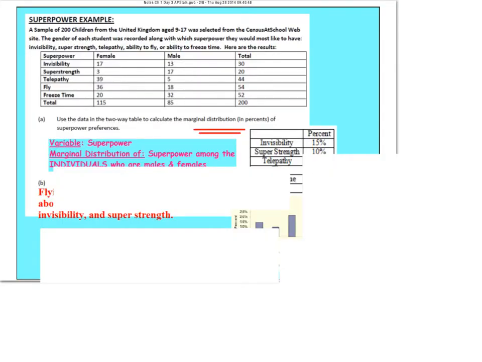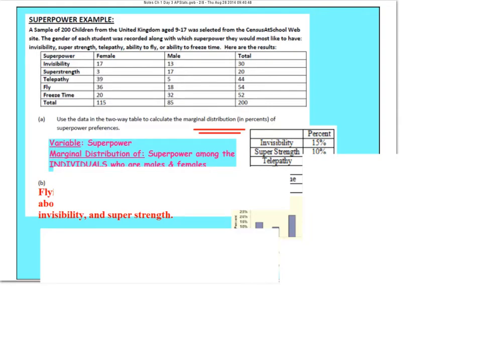So here we have a superpower example. A sample of 200 children from the United Kingdom, ages 9 through 17, was selected from the census at school website. The gender of each student was recorded, along with which superpower they would most like to have. The selections were invisibility, super strength, telepathy, ability to fly, and ability to freeze time. Here are the results. We are seeing that they did a marginal distribution by superpower. So here's the superpower and here's the total. That's our marginal distribution of counts. This is a two-way table because we have superpower and we have gender information.